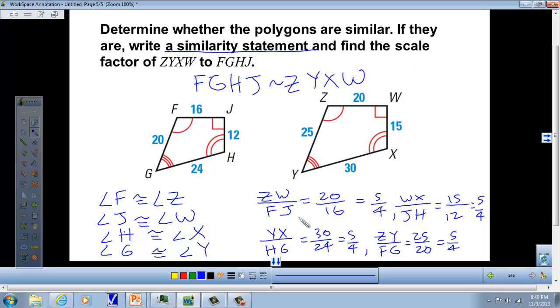Now, if you notice, I started with ZW over FJ. So I started with the one on the right divided by the one on the left. I did that on purpose because it says the scale factor of this to this. So we start with this and we end with this. Remember, scale factor will be a ratio, so it's the big one to the small one in this case. It's not always big to small, but this is the bigger one. So the ratios that I've written here are all 5 to 4. And I did start with the big one and went with the smaller one afterwards. So the scale factor in this case, I'm just going to write SF is 5 to 4.